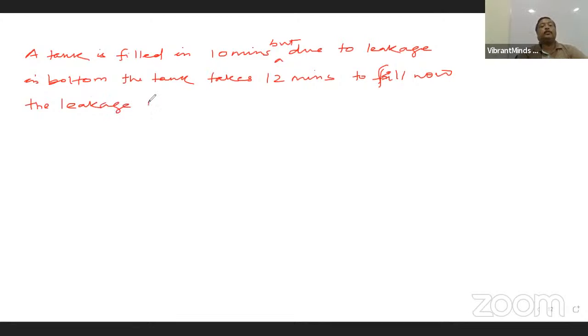The leakage will empty the tank in how many minutes?